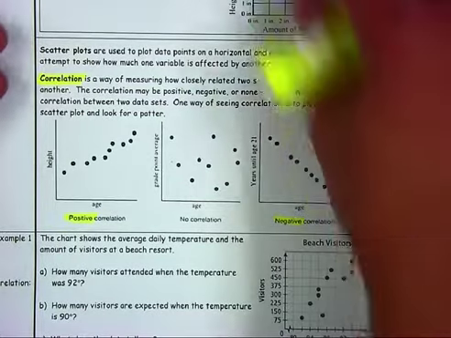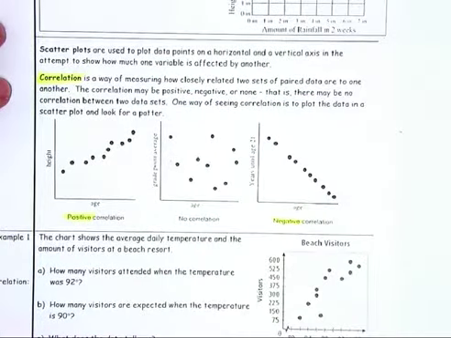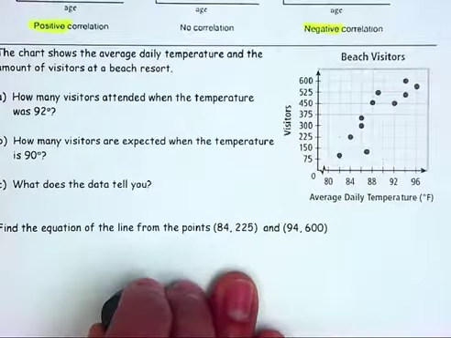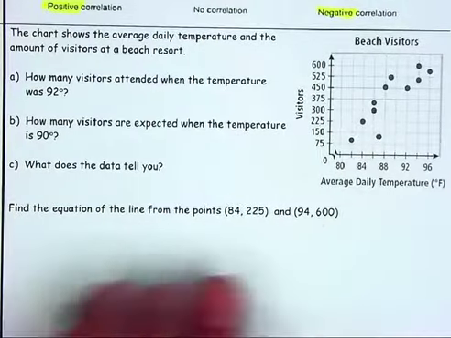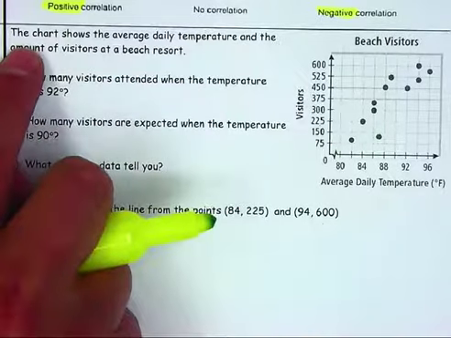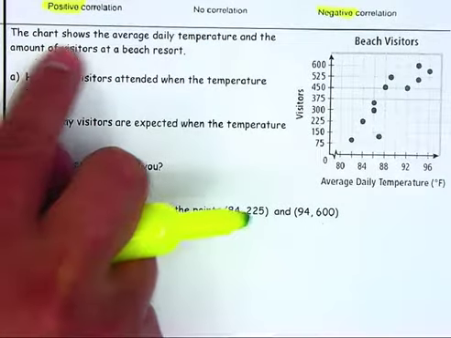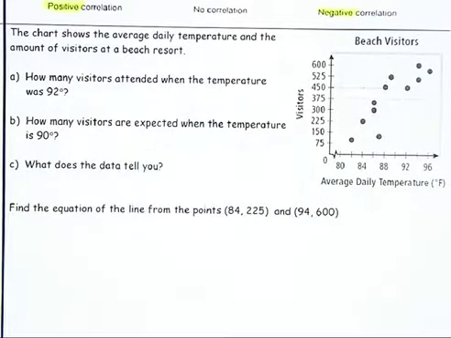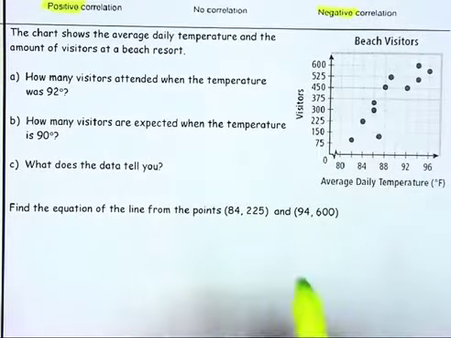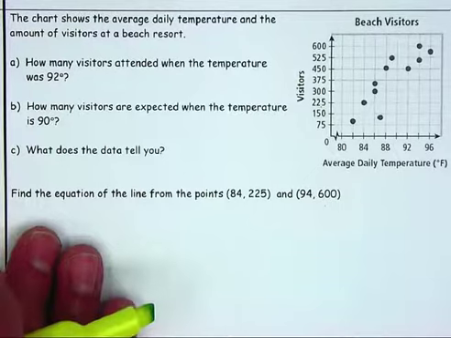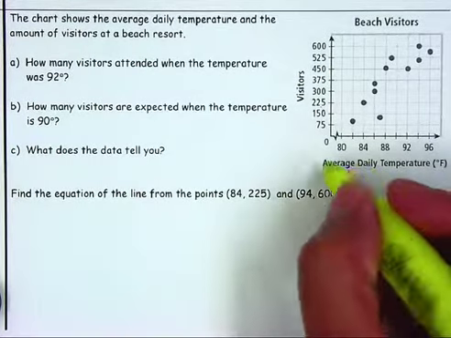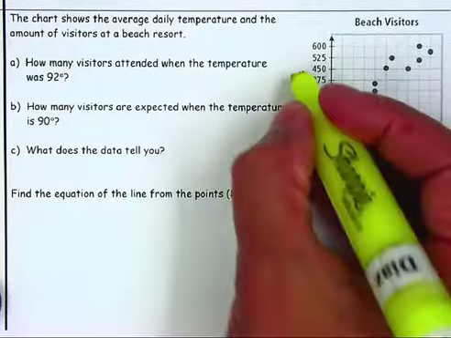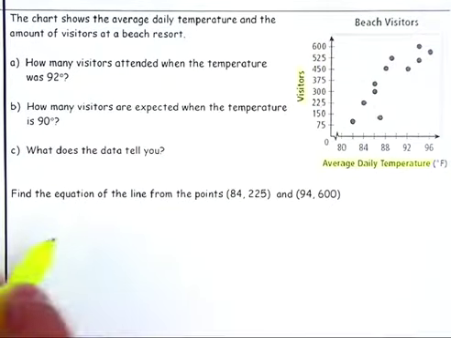On today's problems, we are going to be giving you guys a data plot. And the only thing that you have to do is answer the questions that are given. So the chart, example number 1, the chart shows the average daily temperature and the amount of visitors at a beach resort. Make sure that you look at the data plot first. So we have our average daily temperature on the x-axis and the number of visitors on the y-axis.